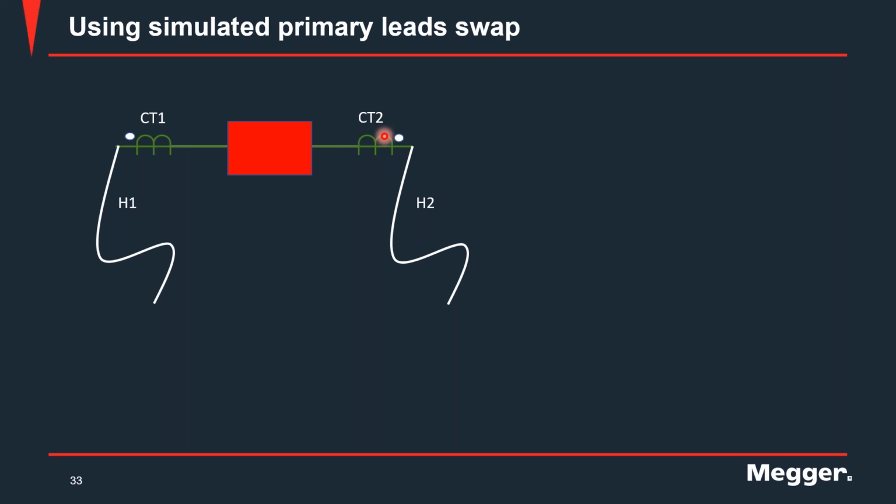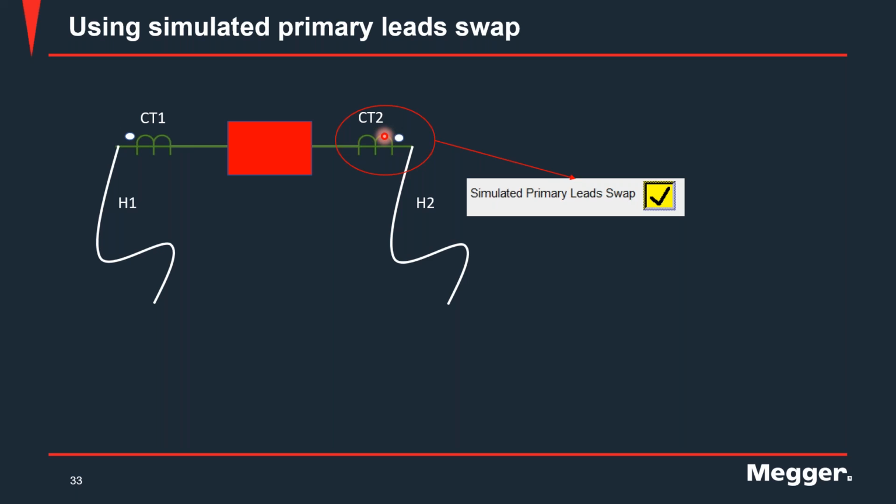Now, if you have to move on to CT2, you can simulate a primary lead swap instead of having to physically swap the leads by checking this box. When you check this box, it simulates the lead swap, and you can run the test without physically moving H1 to the CT2 side and moving H2 to the other side. Now, the situation in which this is really useful is where you are testing on an asset and it's not possible to disconnect the ground from the primary side.